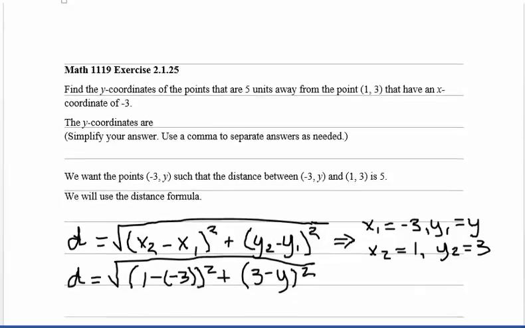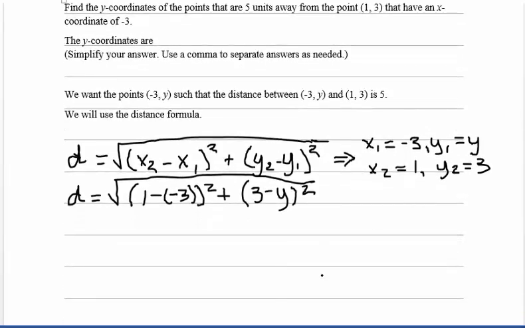All right, now since we're squaring, it really doesn't matter what order these subtractions are in. If we change the order, we just get the negative result. So it doesn't matter which point we make x1, y1, and which point we make x2, y2. So 1 minus -3 is the same as 1 plus 3. So when we square that, we get 4 squared.